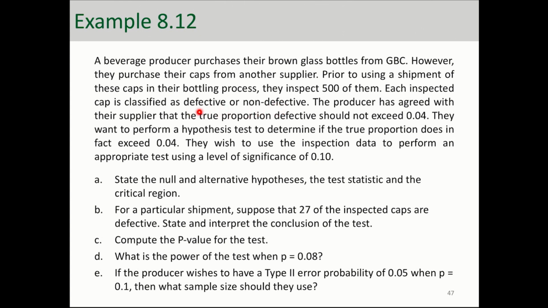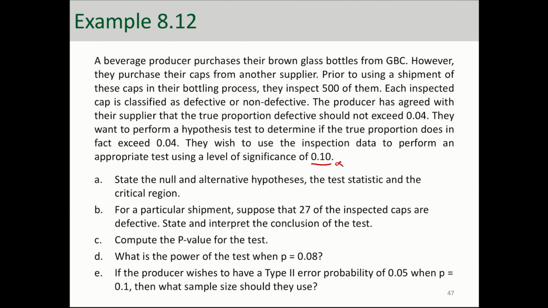Well, this is an indication that the whole population is divided into two groups, successes or failures, basically. And the producer has agreed with their supplier that the true population defective should not exceed 0.04. So 4% is the maximum defective that they accept from the supplier. They want to perform a hypothesis test to determine if the true population does in fact exceed 0.04. They wish to use the inspection data to perform an appropriate test using a level of significance of 0.1.